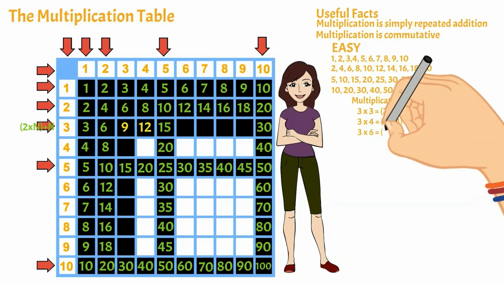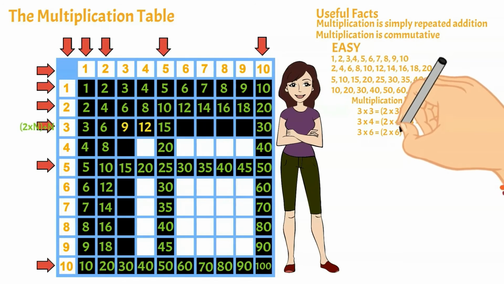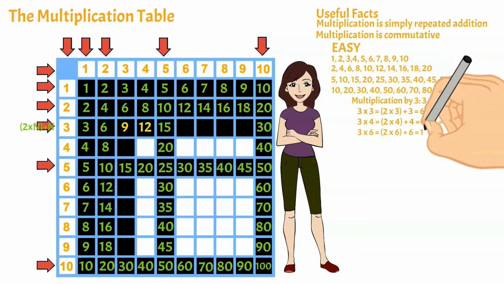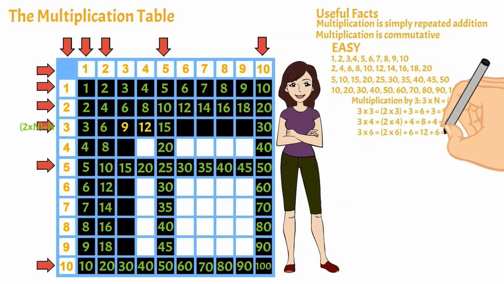3 times 6 equals 2 times 6 plus 6. This is equal to 12 plus 6, which is equal to 18. 3 times 7 equals 2 times 7 plus 7. This is equal to 14 plus 7, which is equal to 21.